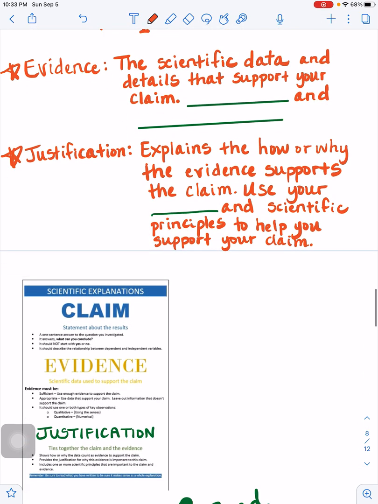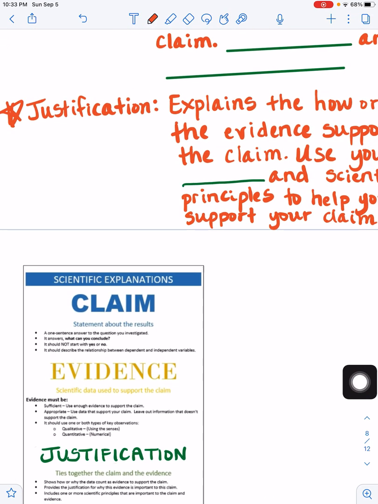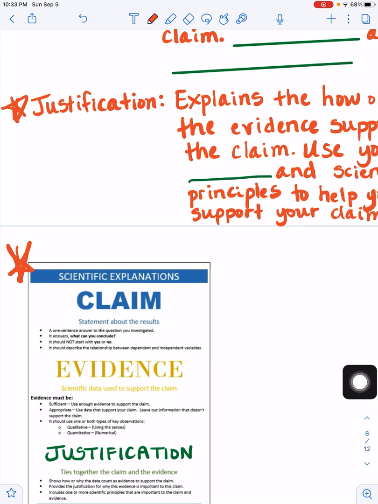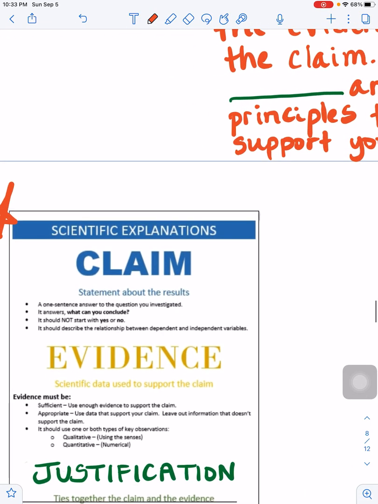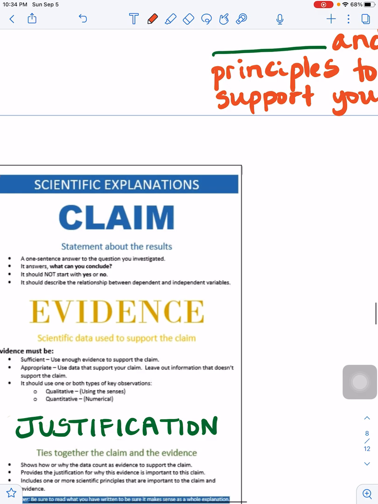Also, there's a chart here, if you just keep scrolling, and it gives you a little bit more about how you write a claim. I really like this chart here, so it definitely is a good point of reference when you are writing your own claim. As it says, it's a one sentence answer to the question you investigated. It answers, what can you conclude? It should not start with yes or no, and it should describe the relationship between the dependent and independent variables.